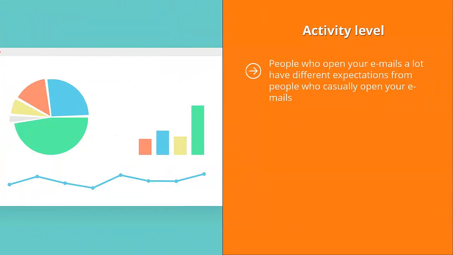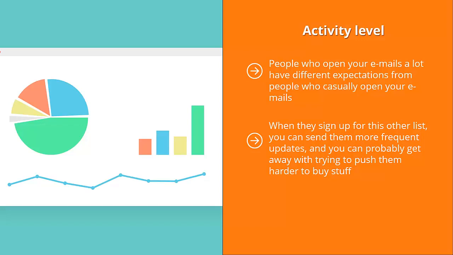Activity level. People who open your emails a lot have different expectations from people who casually open your emails. For people who are very big fans of your mailing list, you might want to ask them to sign up for another list in exchange for a reward. When they sign up for this other list, you can send them more frequent updates, and you can probably get away with trying to push them harder to buy stuff. They probably wouldn't mind because they already made it a habit to open and read your emails. Less frequent openers, on the other hand, can remain on your main list.